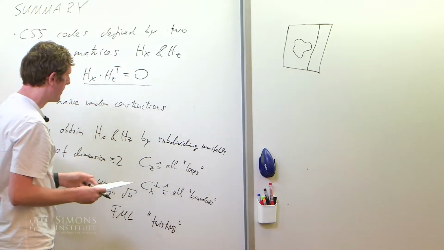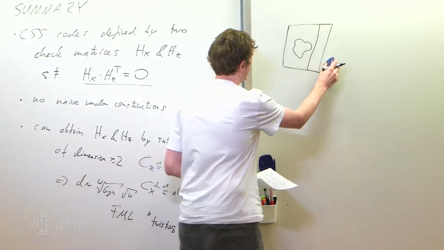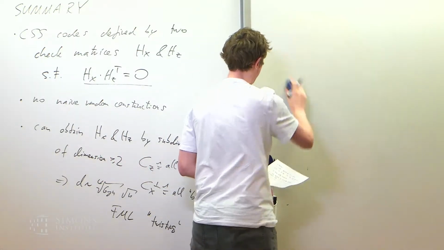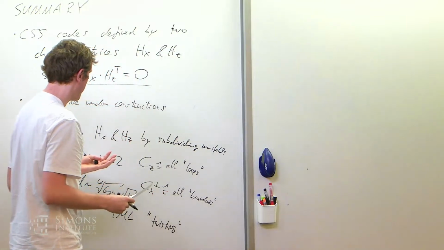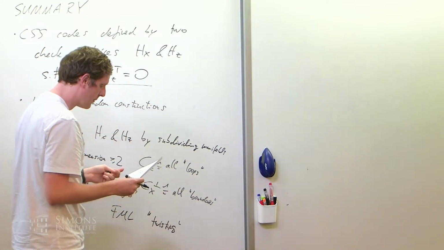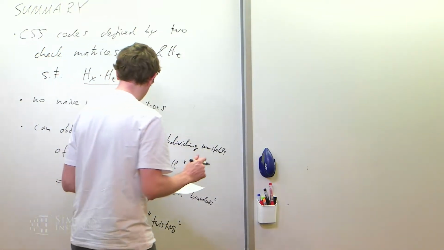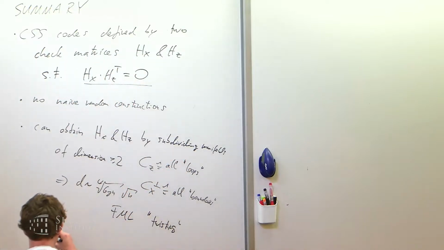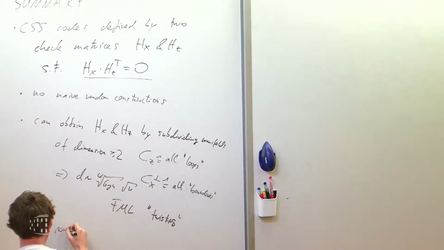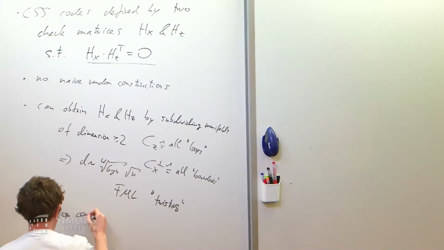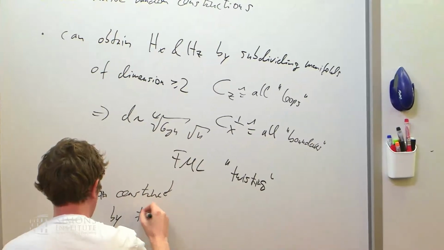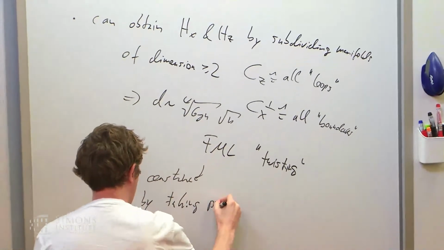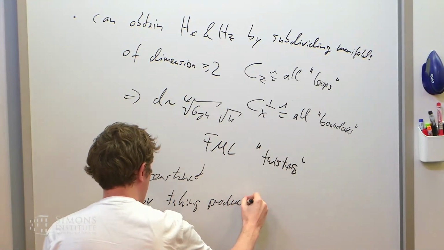But then I said maybe there's another way of constructing codes, and this will be the main chunk of what I'm going to talk about today. I already talked about it a little bit yesterday, which was taking products. Let me write down here: alternatively, we can construct codes by taking products of classical codes.